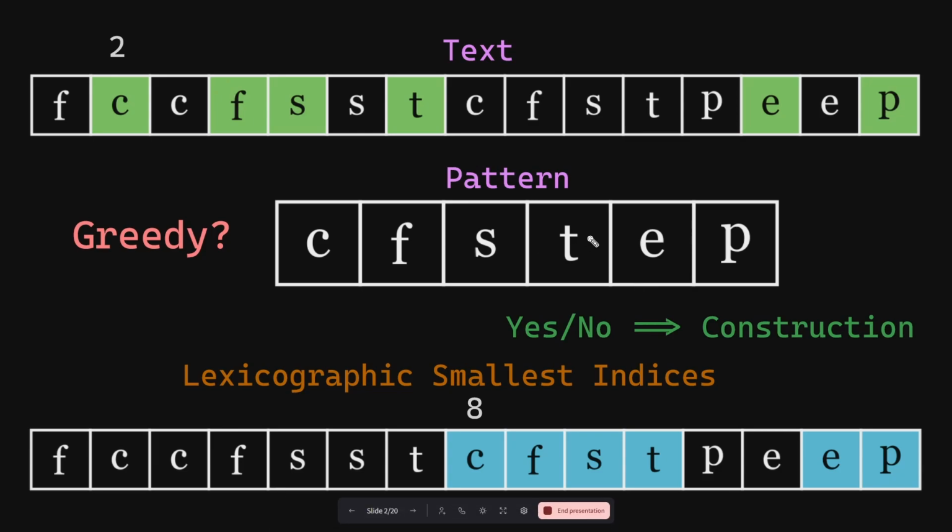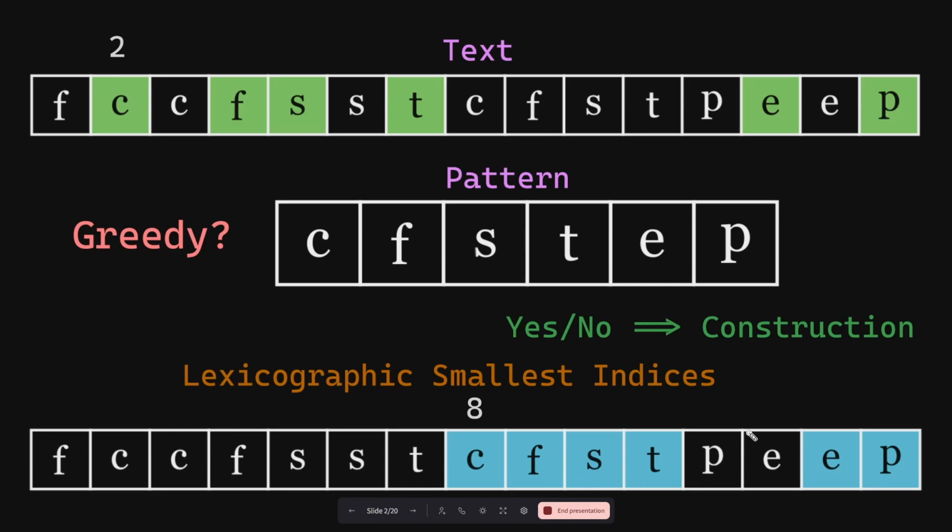Notice that it doesn't just give you a yes or no answer on whether a subsequence exists. It actually gives you the construction of that subsequence. Not only that, the construction that this algorithm produces has a very interesting property. If this is the text, you can notice that there can be several occurrences of the pattern as a subsequence. For example, these green boxes match the pattern, but these blue boxes also match the pattern.